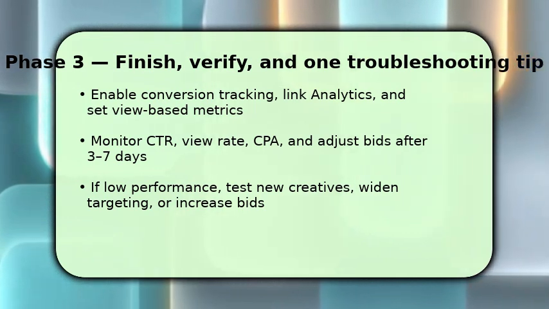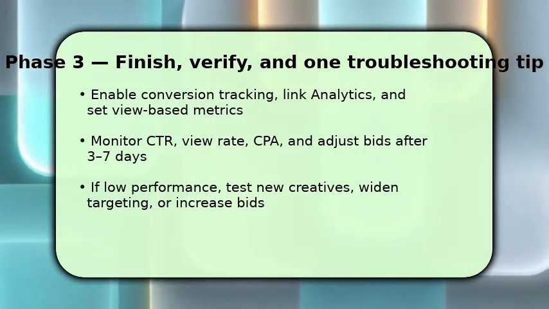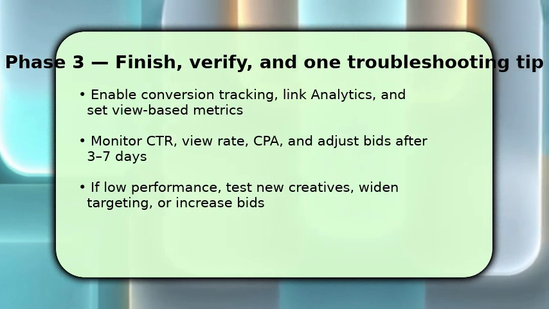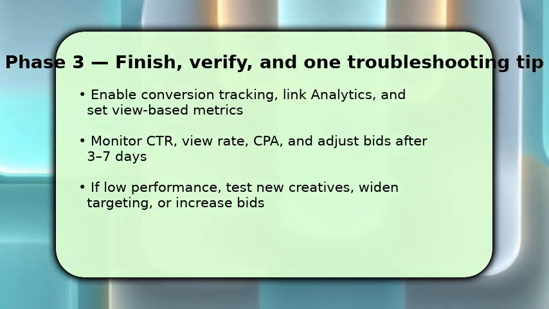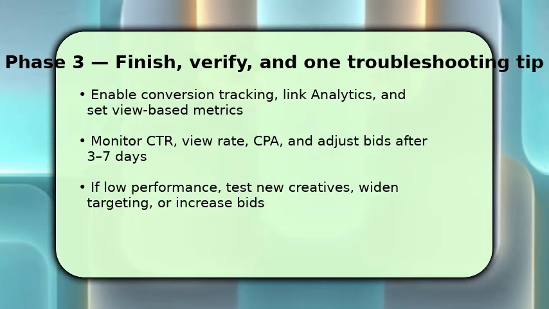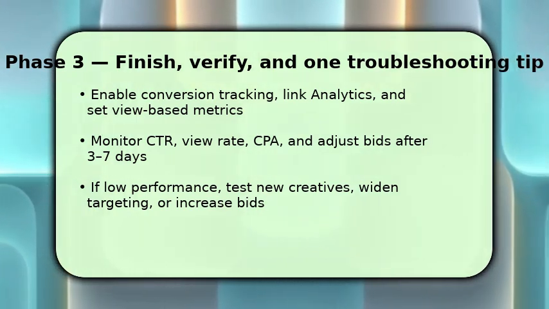If things go wrong, low view rate or high CPA, test a new creative. Broaden targeting slightly or increase bids. That single diagnostic step often reveals the needed fix.